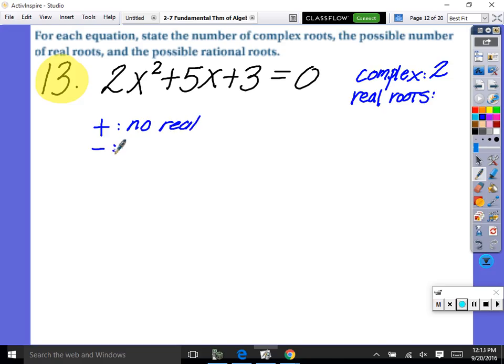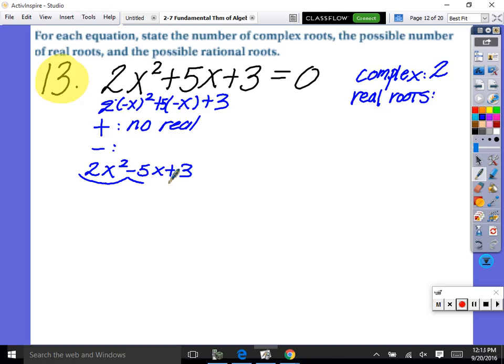Negative real. If we plug in a negative x, that's going to be 2 times negative x squared plus 5 times negative x plus 3. So won't that simplify to be positive 2x squared and then minus 5x plus 3? So there's 2 sign changes. So there's either 2 or no real negative roots.